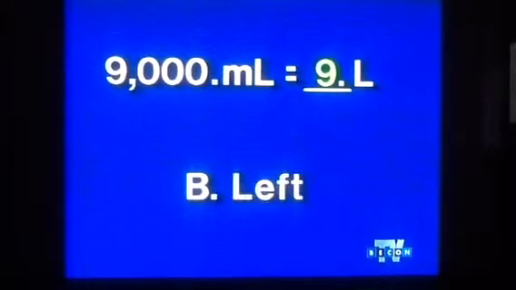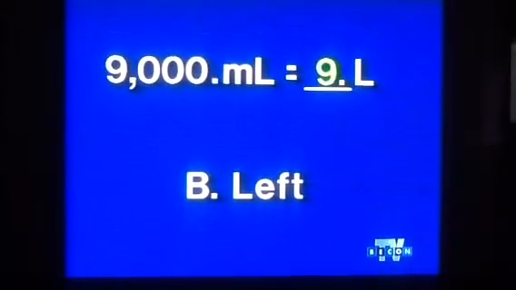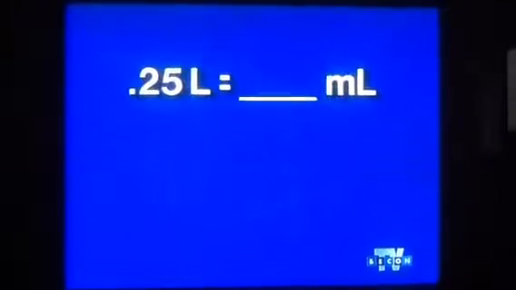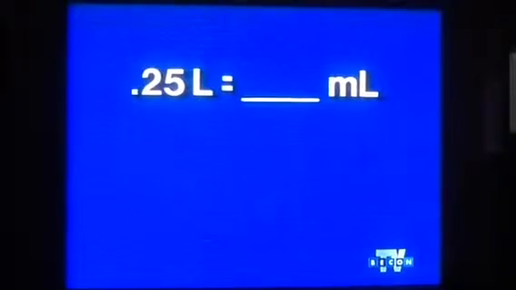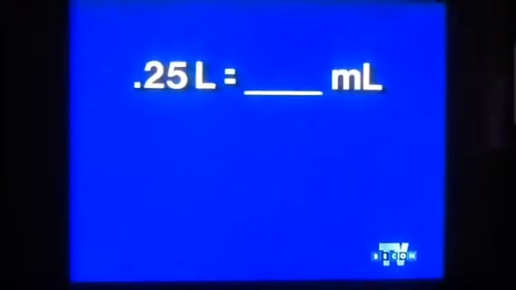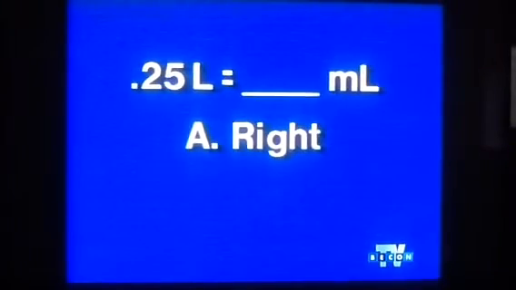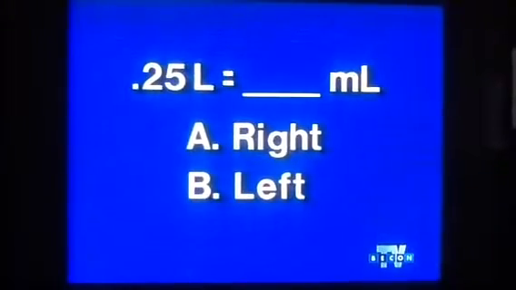If you said B, you are correct. By moving the decimal point 3 places to the left, we've divided by 1,000 and found that 9,000 milliliters equals 9 liters. Let's try one more. 25 hundredths of a liter equals how many milliliters? To find the answer, do we move the decimal point 3 places, A, to the right, or B, to the left?